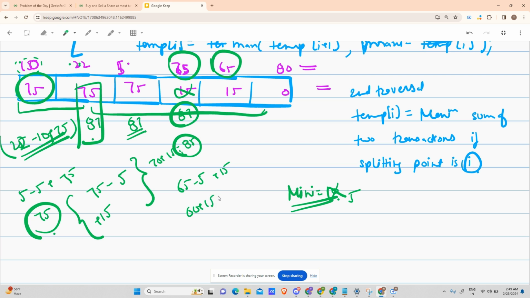60 plus 15 gives me 75. Right? It gives me 75. Is it greater than 87? No. Change it to 87 then. No problem. I go to 80.